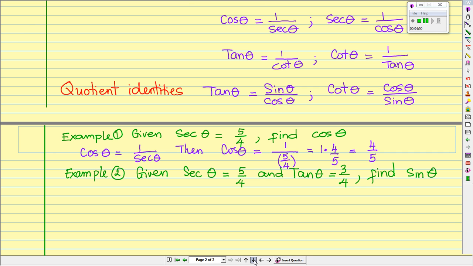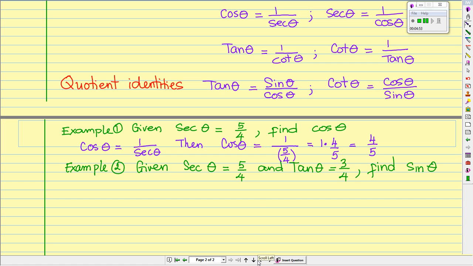Okay, so let's move on to the next example. Here we are given secant is 5 over 4 and tangent is 3 over 4. We want to find sine. So first of all, we are going to use the quotient identity. We know that tangent theta is sine divided by cosine.